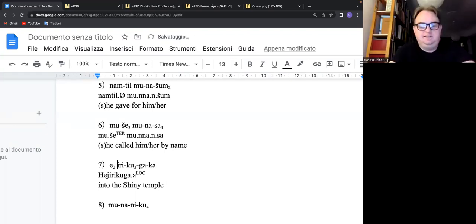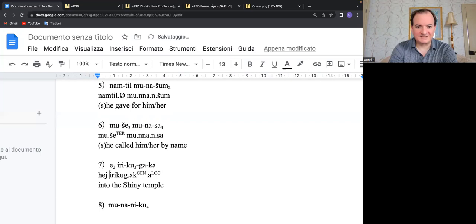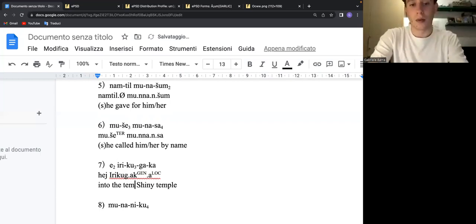The shiny city. Actually, I think it's ak, or ak. Genitive. The temple, the house of the shiny city. Yes. There's a city missing. Yeah, into the temple of the shiny city. Yeah, like this.